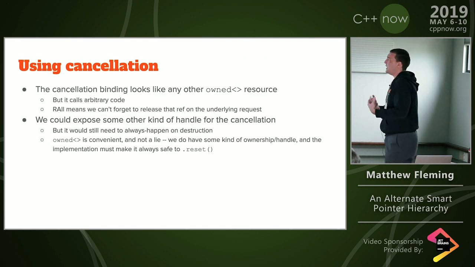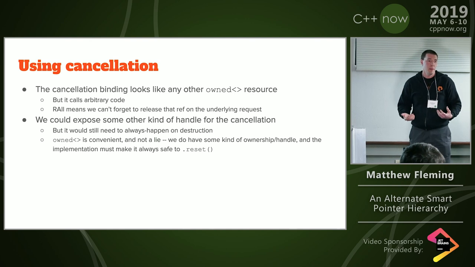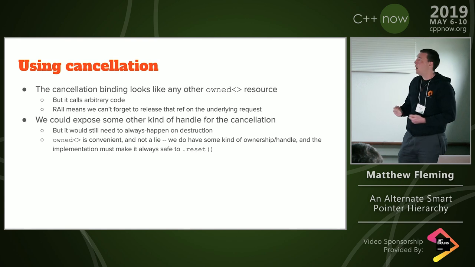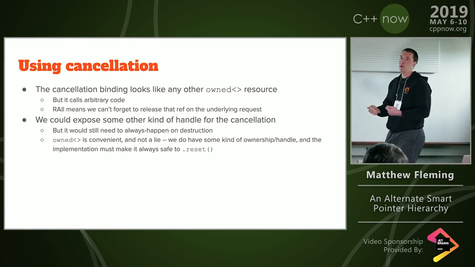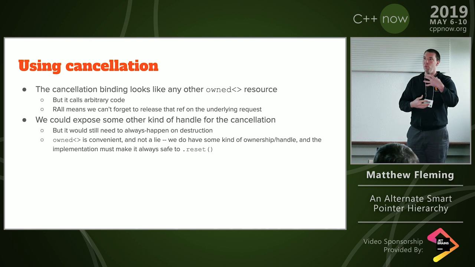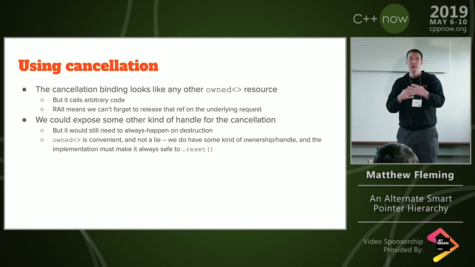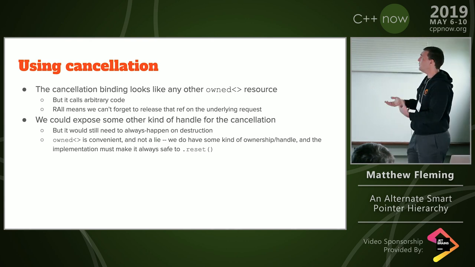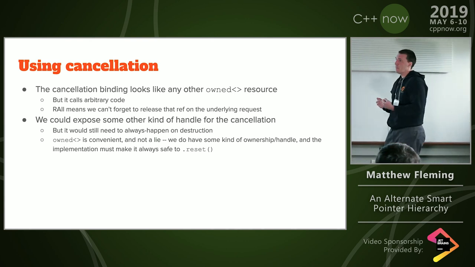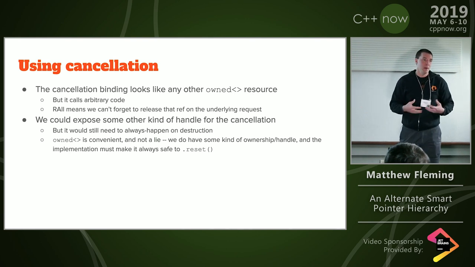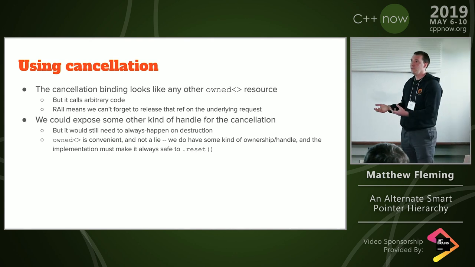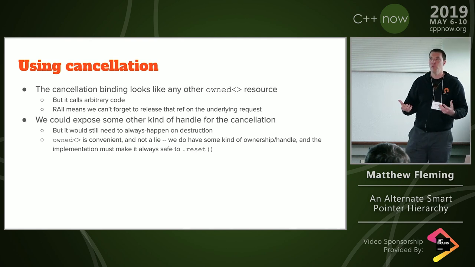So this cancellation binding looks like any other owned resource. And it's calling arbitrary code through virtual dispatch. But because it's an ownership type, I can't forget to reset it. Eventually, the person who wanted to read from flash and also had this cancellation binding, both of those things are going to get reset when that whole object goes away. And I could expose some other kind of handle for this cancellation, but whatever handle I expose still needs to always happen, because the whole idea behind an asynchronous request that could be canceled is that underlying it, I have to have some kind of multiple ownership.